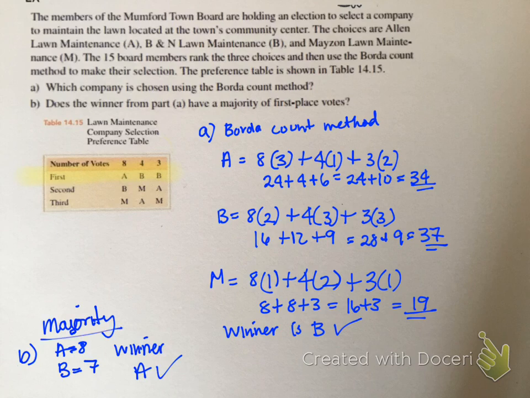And this is an issue because the Borda count method produced the winner as B. So does the winner from part A have the majority of first place votes? The answer is no, it does not. So there's a violation there. So Borda count can violate the majority criterion, or majority fairness criterion.